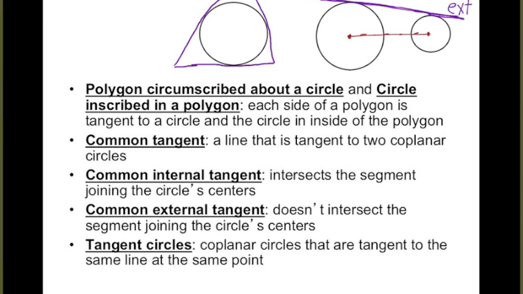If we draw a tangent that does cross that line, pretend like that's a straight line, that would be an internal tangent. Okay. It goes kind of between the circles then. Questions on externals or internals?